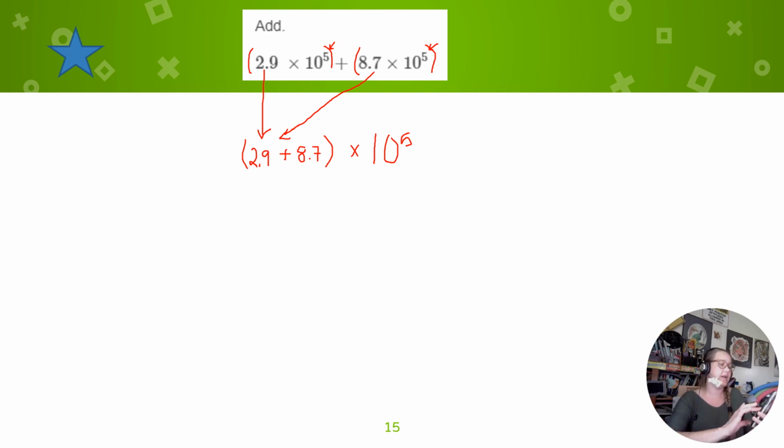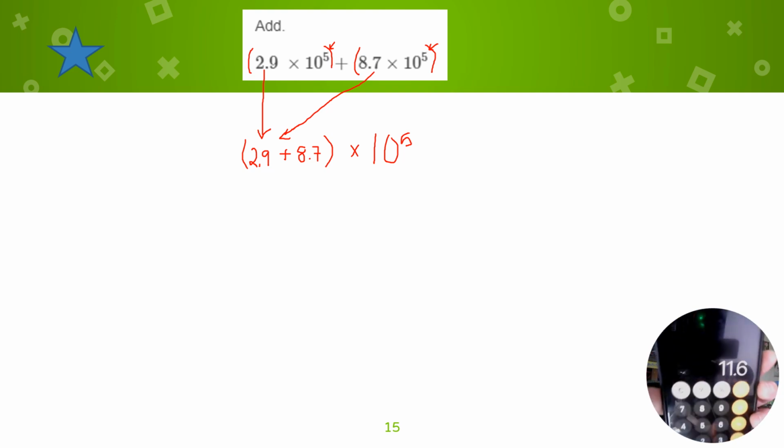Okay, so I have 2.9 plus 8.7, and that gives me 11.6.